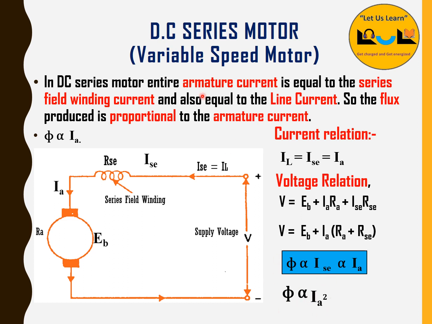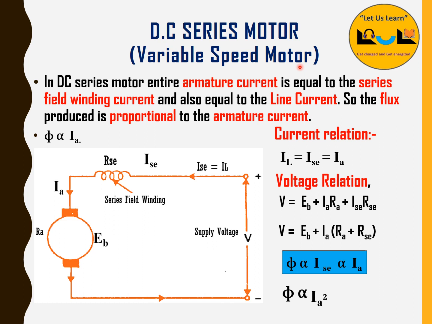The initial torque of the DC series motor is very high. So the DC series motor should always be run in a loaded condition. Without load, if you run the DC series motor, the speed of the motor will go far beyond the rated RPM. So always run the DC series motor in a loaded condition. Phi is directly proportional to IA square, so it is called a variable speed motor.